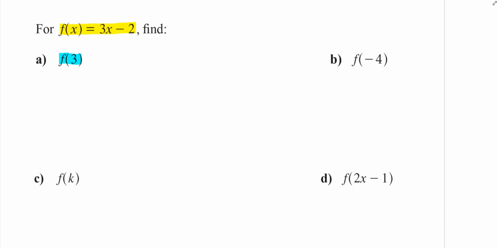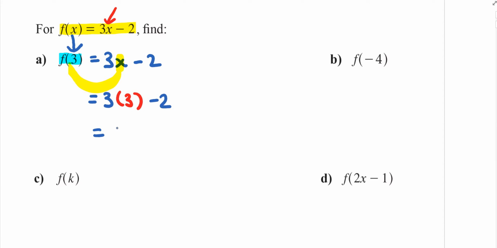Alright, so not a hard problem, and basically what's happening is all the x's are now being replaced with the number 3. So I write down 3x minus 2, and this x is now going to be replaced with that 3. So this will be 3 times 3 and then minus 2. And 3 times 3 is 9, and 9 minus 2 is going to be 7. So for question 2a, the answer is going to be 7.